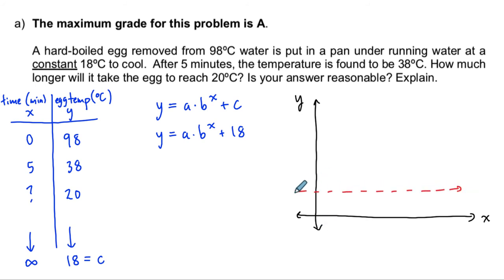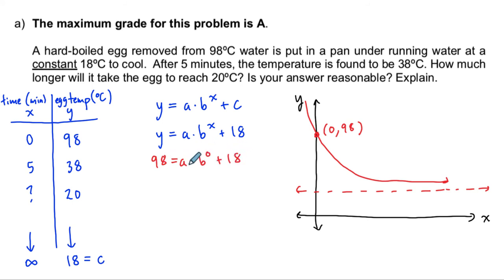And we don't have to be so precise with labeling the points and the values along the axes. I want to make that asymptote come a little bit closer as time goes on. And we can see that this is some point at time 0 and 98 degrees. And so, that doesn't mean that a is equal to 98. So when we substitute in 98 for y and 0 for x, we end up getting that 98 equals a plus 18, which means that a is equal to 80. So our model so far is y equals 80 times b to the x plus 18.